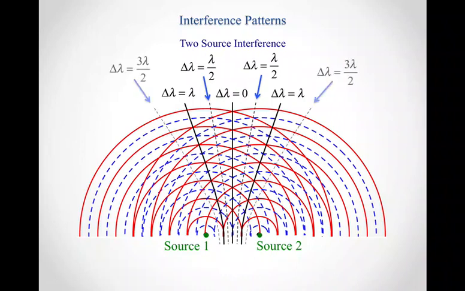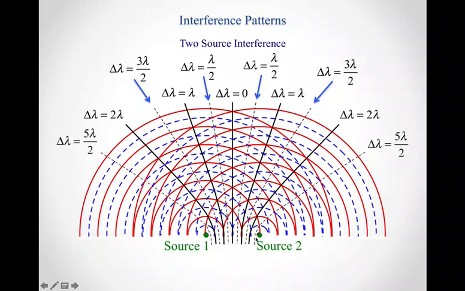I can keep going out, and again, now I'm going to run across a line of destructive interference that corresponds to a path difference of 1.5 wavelengths. Keep going till I see a path difference of 2 wavelengths, which gives me my next constructive interference line. A line that gives me the next destructive interference corresponds to path differences of 2.5 wavelengths.